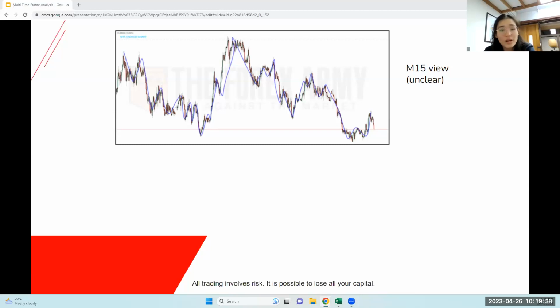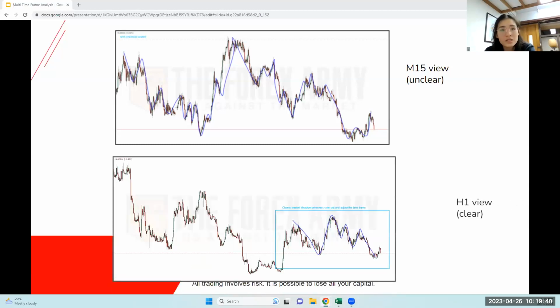And when we change it to the 1-hour time frame, you can see the highlighted portion, which is where the 15 minutes was. We have a much clearer price structure.